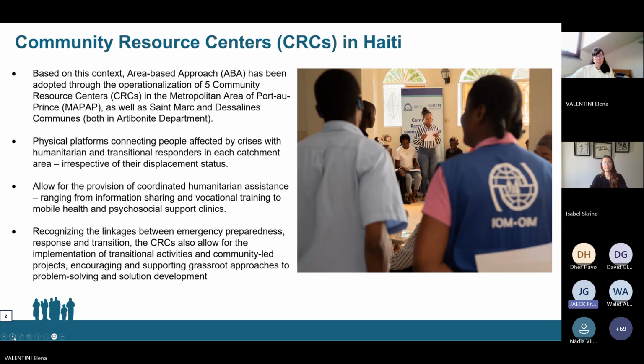Another thing that we needed to really recognize is in protracted crises, we cannot continue just doing pure humanitarian work. We need to start thinking about, not just the short-term impacts of our interventions, but also start thinking about the medium and longer-term modalities of support that we can offer. So basically recognizing the linkages between emergency preparedness, response, and transitions, the CRCs also allow for the implementation of transitional activities and community-led projects that support grassroots approaches to problem solving and solution development. Next slide, please.